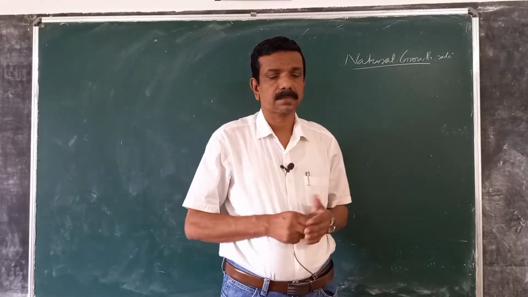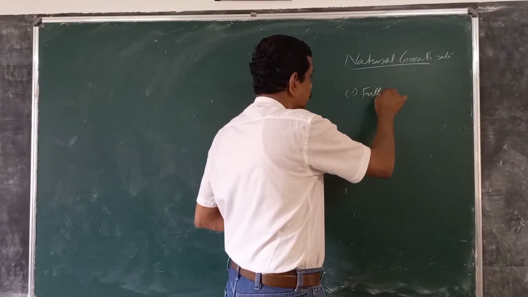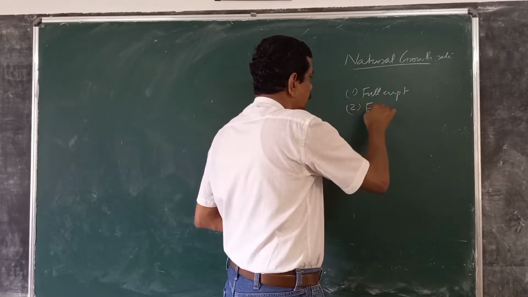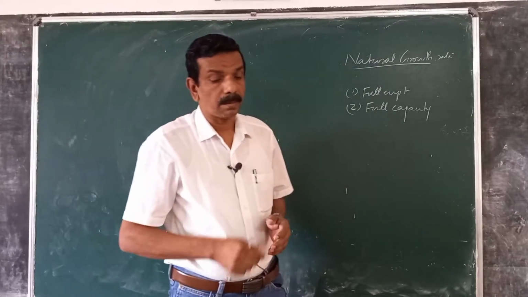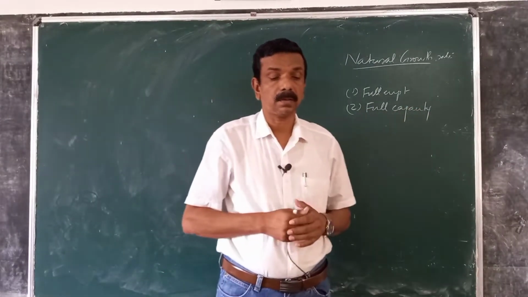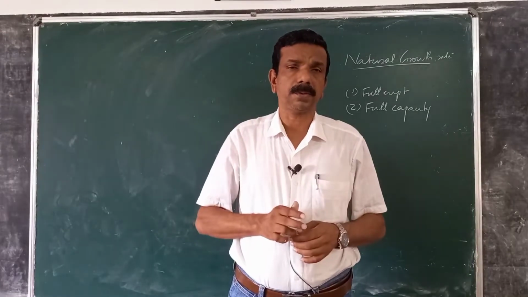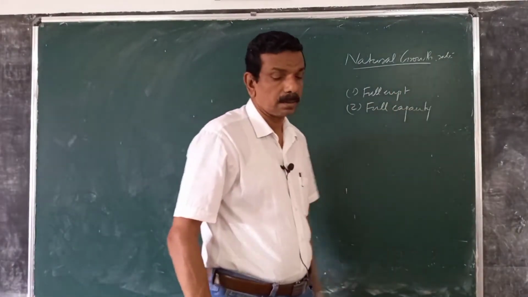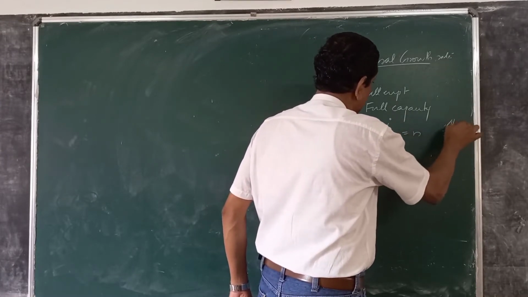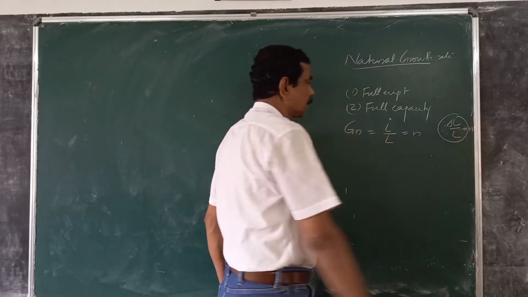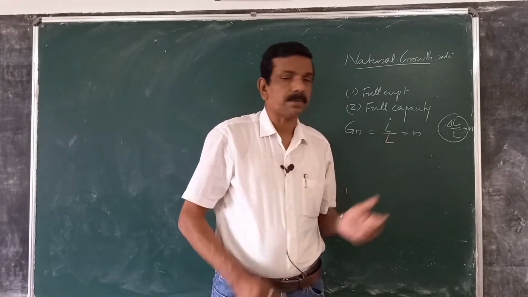So, in a sense, balanced growth requires both full employment and full capacity utilization over time. And to explain this full employment consistent with the balanced growth, we introduce natural growth rate. Gn is equal to L dot by L is equal to n. That is delta L by L is equal to n. Gn, natural growth rate, is equal to the rate of growth of the labor force.